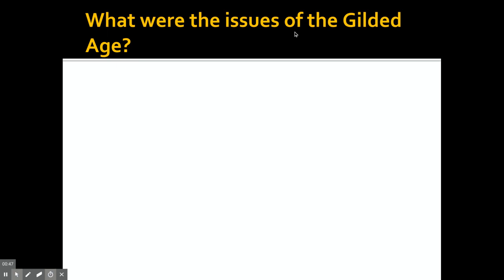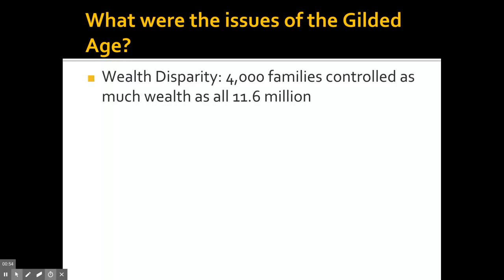What were some of those issues caused by rapid industrialization, urbanization, and immigration of the Gilded Age? Well, we got a list of them here for you. One of them is wealth disparity. During this time period in the Gilded Age, leading up to the Progressive Era, 4,000 families in America controlled as much wealth as all the remaining 11.6 million families.